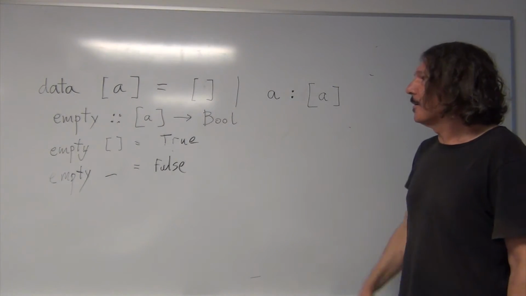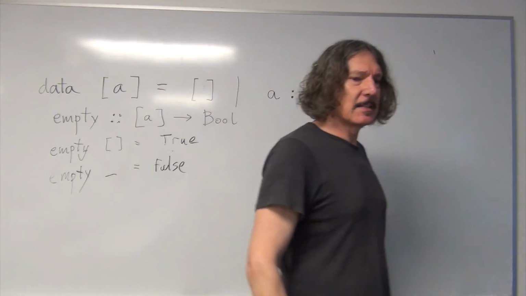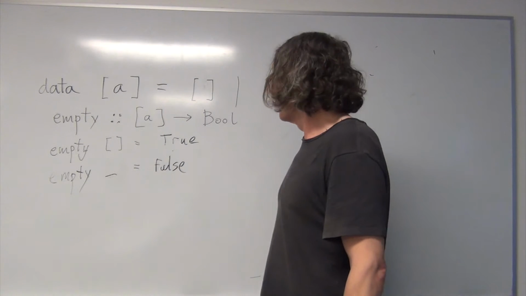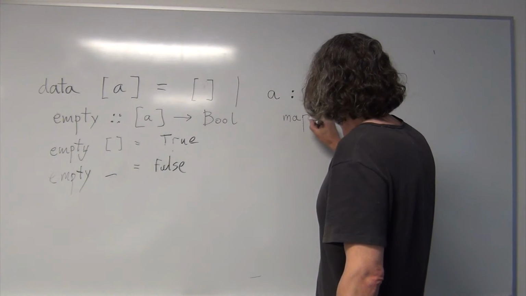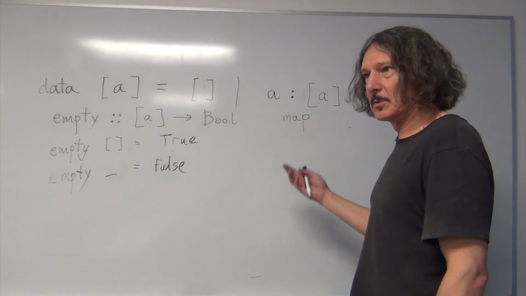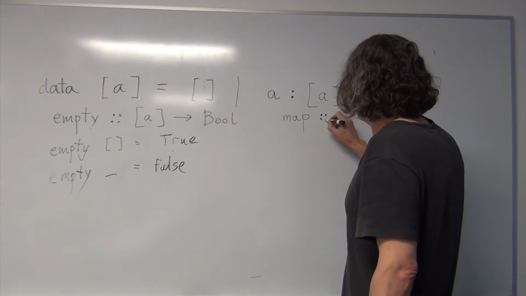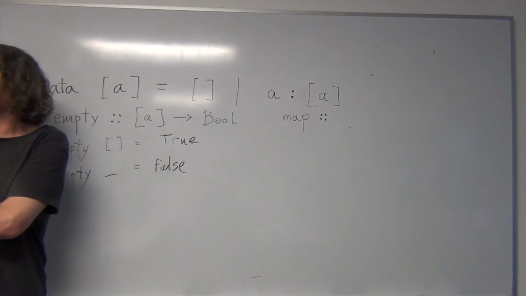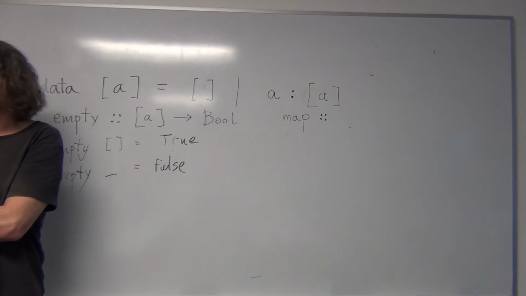Alright, but this is like the simplest possible thing. Now let's do something more complicated, something that actually does something with the contents of the list. So let's define a function that we call map. By the way, empty and map are built into Prelude, into the standard library, so you don't have to define them. Map is something that applies a function to every element of a list. It's like in C++, where it's called transform.